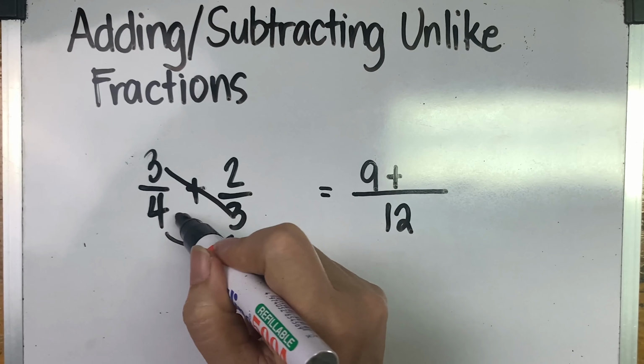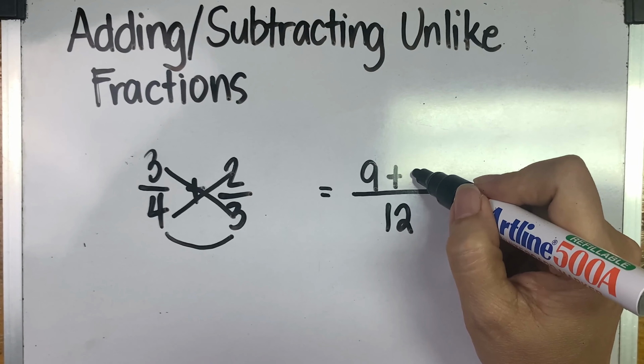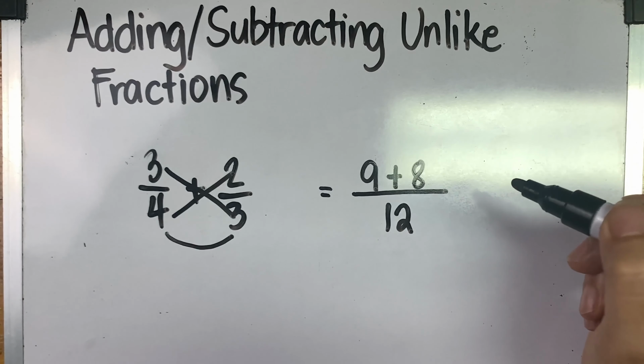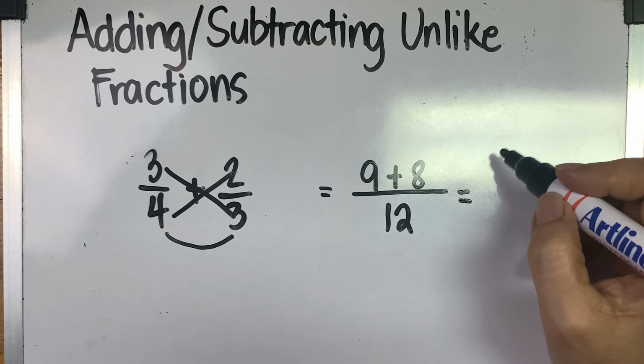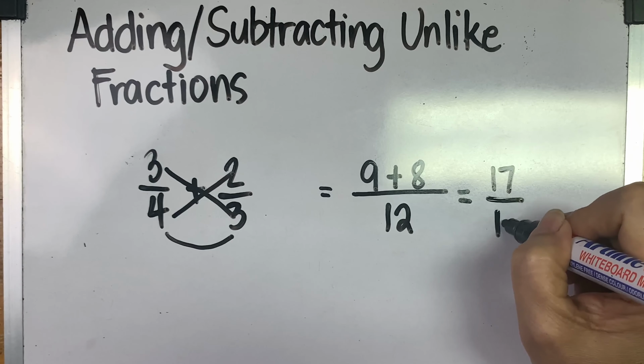And then next, we have to cross multiply these two. So 4 times 2 gives us 8. And then we add the numerator. 9 plus 8 gives us 17 over 12.